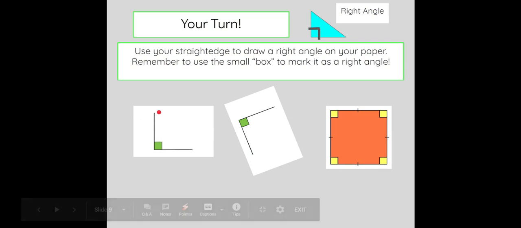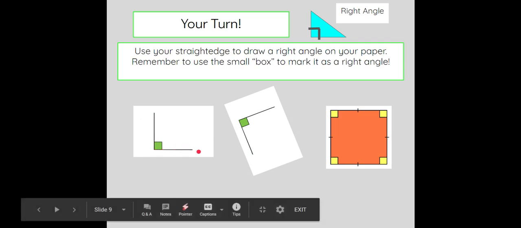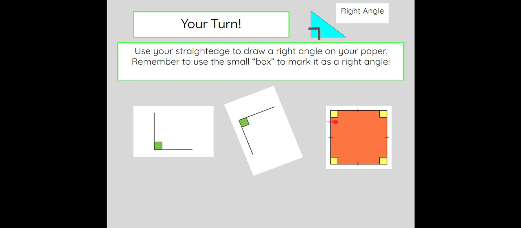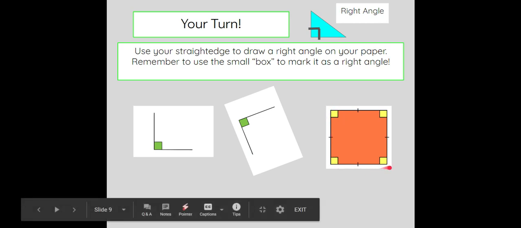So you might have made a right angle like the start of what you might use to draw a triangle or a square. You might have made it at a different angle, but it still makes a perfect square in the corner. Or you might have drawn a full polygon and marked the corners that are right angles.